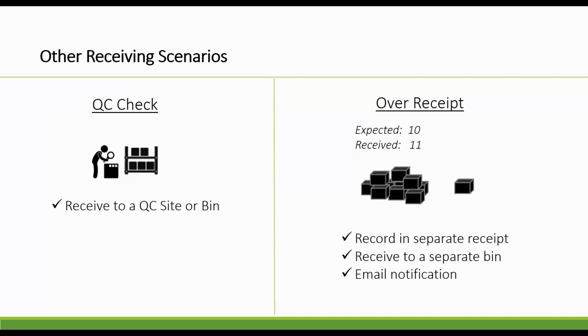Other receiving scenarios that we have are quality control check, where we receive it to a quality control site or a quality control bin. We looked at over receipts when I received one extra from what I expected. The scenarios that can be used here is to record separate transactions, receive that additional inventory to a different bin, trigger that email notification we talked about earlier.